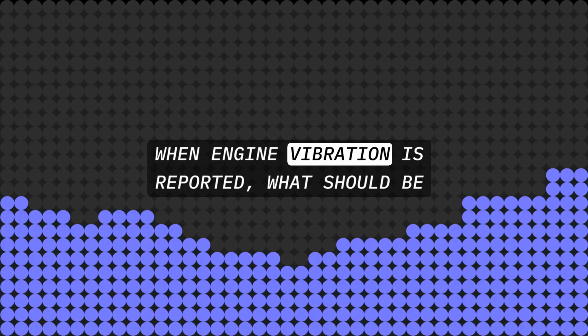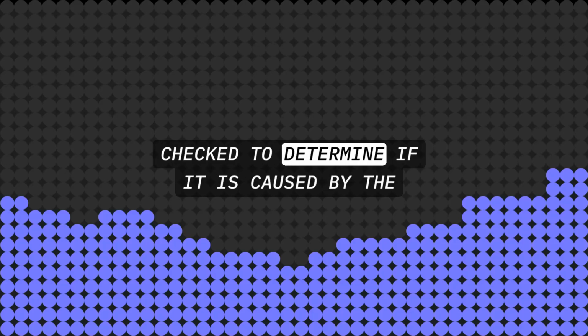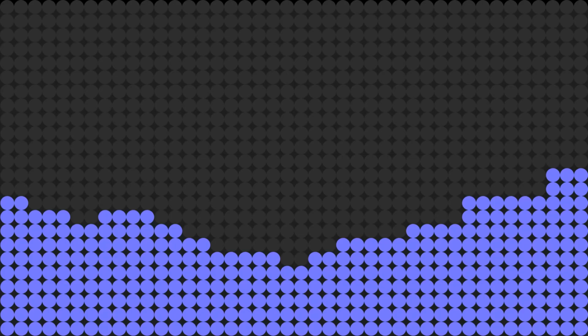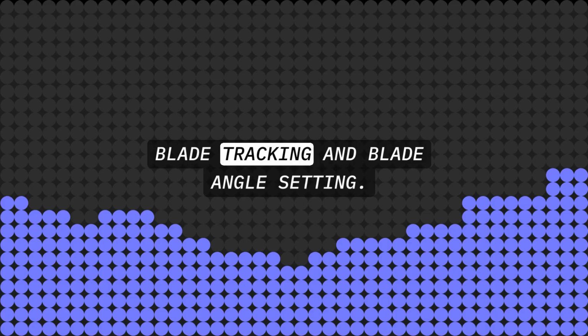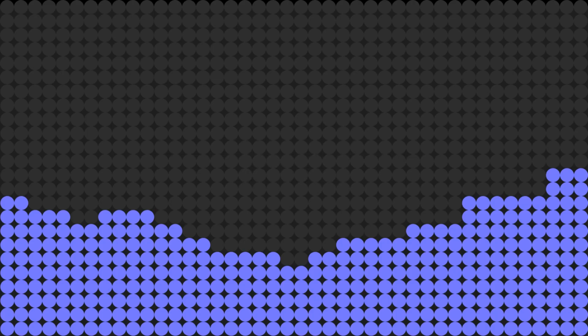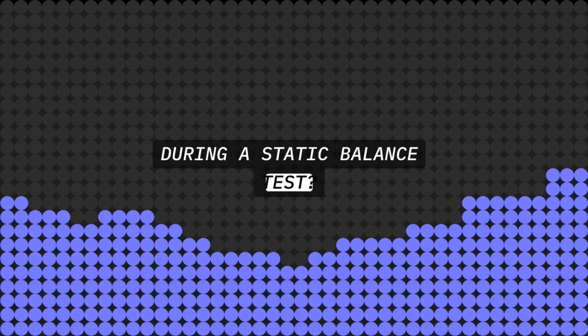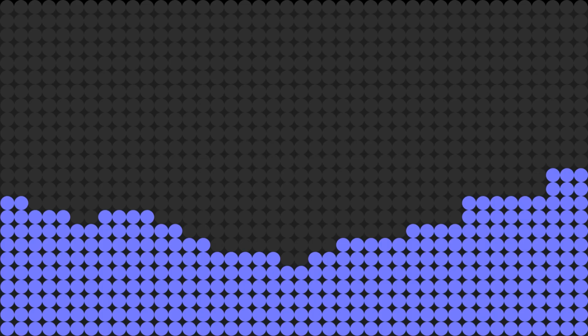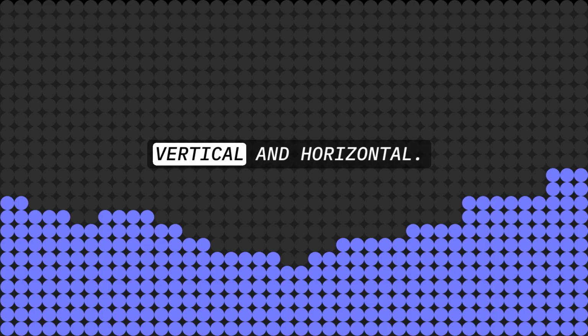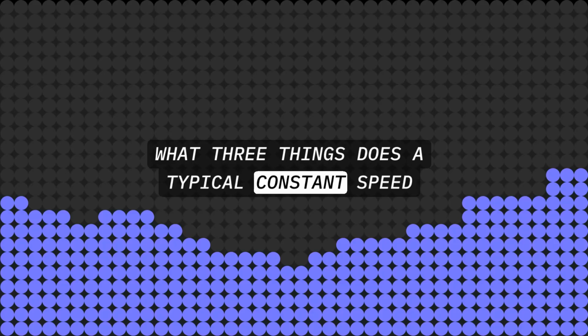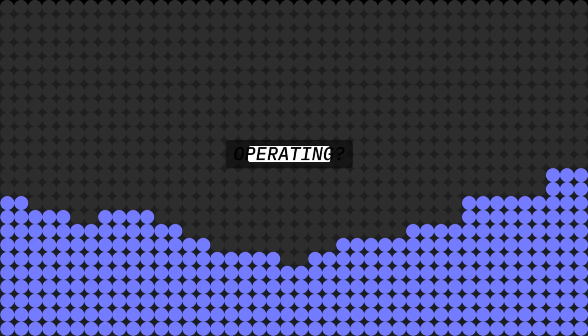When engine vibration is reported, what should be checked to determine if it is caused by the engine or the propeller? Blade tracking and blade angle setting. What positions of a two-blade propeller are used during a static balance test? Vertical and horizontal. What three things does a typical constant speed propeller governor accomplish when operating?